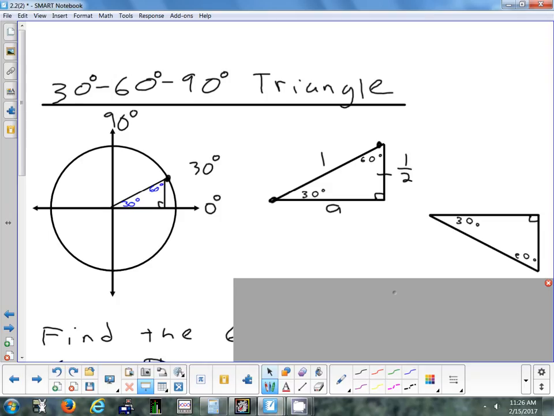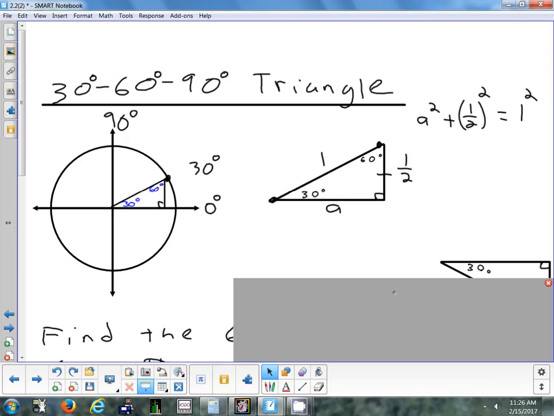But we have 2 out of 3 of the sides, so we can use the Pythagorean theorem. Okay, so let's set that up. A squared plus a half squared equals 1 squared. Okay, I'm going to simplify what's on the left. What's a half squared? Or half times a half? Yep, 1/4. So a squared plus a fourth. 1 squared is just 1.